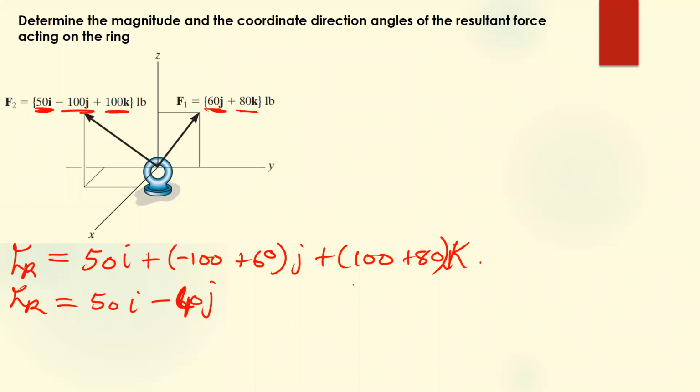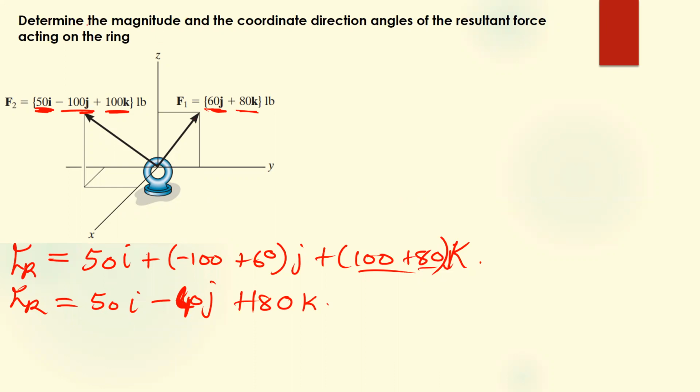Negative 40J. Then when you add 180, you get 180K. So having done this, the next thing that you need to do is, okay, this is the resultant that we have found.